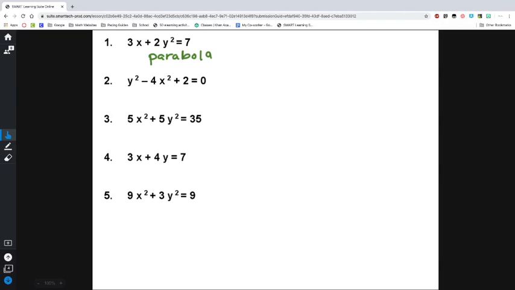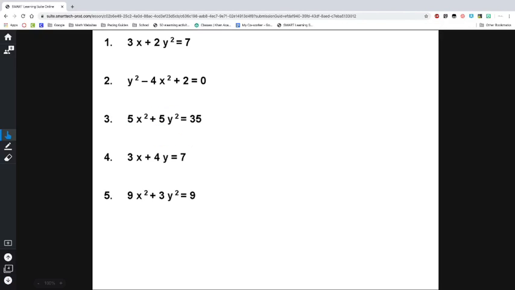If we go on to number 2, this is the case where we have both x and y being squared. One is positive, one is negative. This is that case where we have a hyperbola. Number 3, x and y both being squared. Their coefficients are both 5, so they're the same. This is a circle. Number 4 is kind of a trick question. No terms are being squared, so it's none of our conic sections. This is just the equation of a line if you think back to Algebra 1. Number 5, you've got x and y being squared. They're both positive, but the coefficients are different. That yields an ellipse.